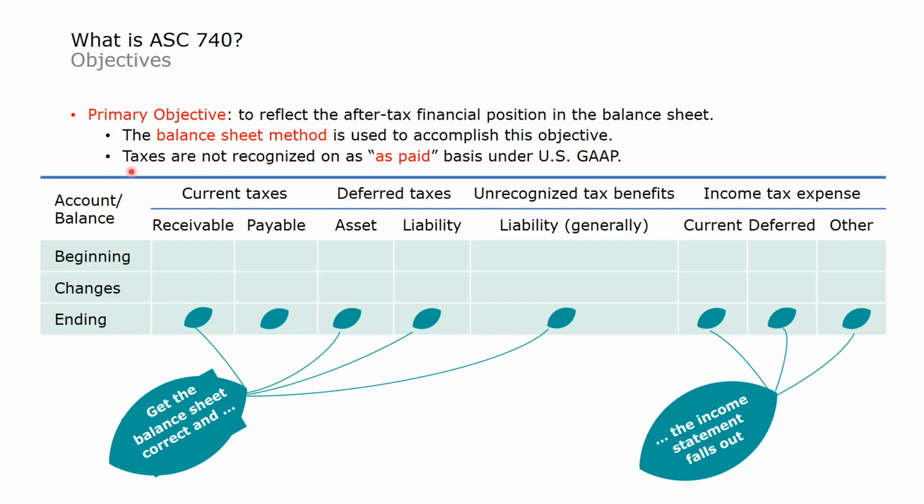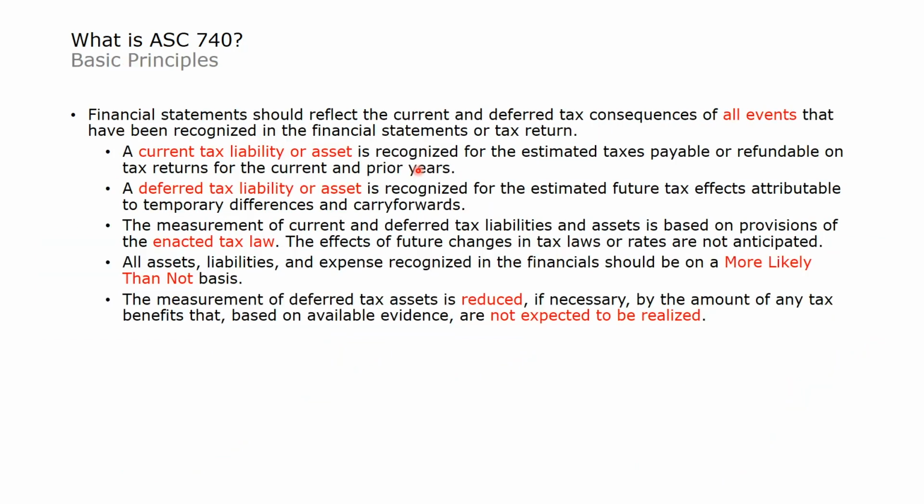I think one thing that's fairly obvious is that our taxes are not recognized on an as paid basis under US GAAP. So if we remember all the way back to intermediate accounting or principles of accounting, we have the accrual method of accounting, which US GAAP uses. Income taxes are no exception to that. And the cash method is not used when accounting for taxes under ASC 740.